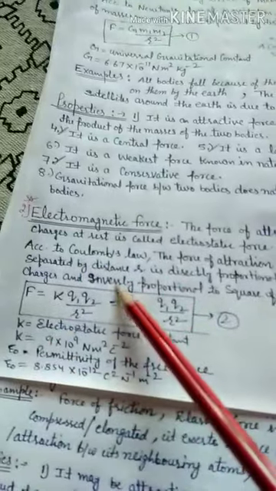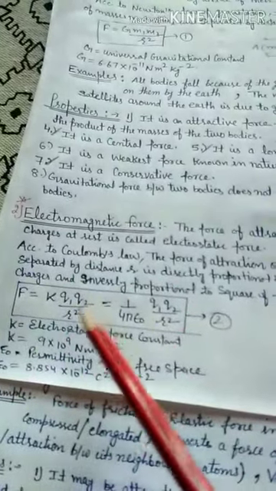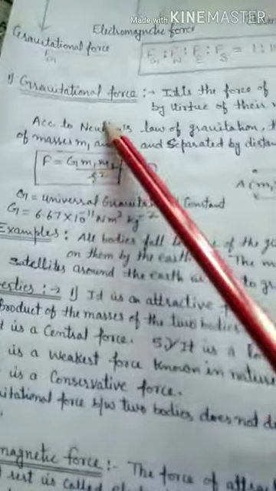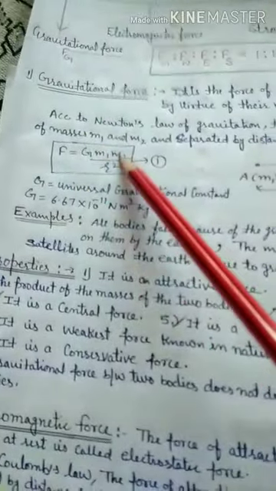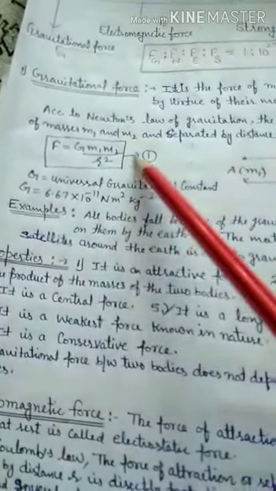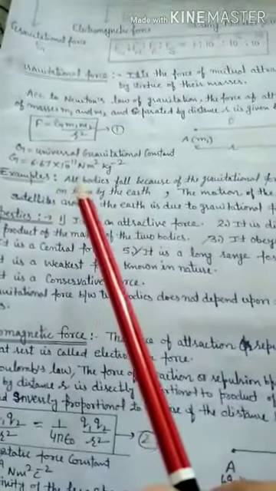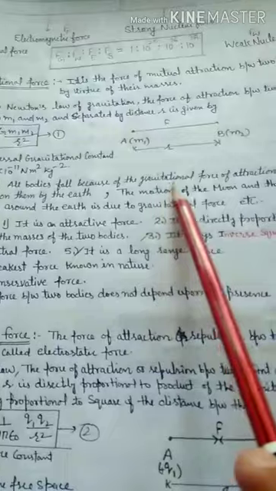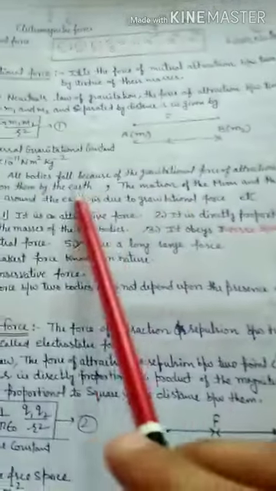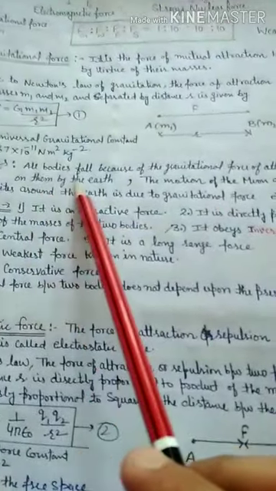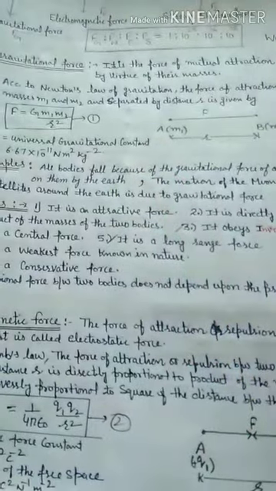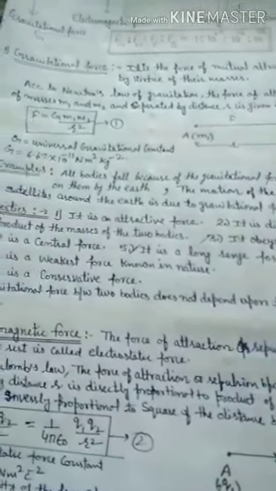That is the expression for electromagnetic force: F equal K Q1 Q2 upon R square. This is the expression for gravitation force: F equal G M1 M2 upon R square. Next one, examples. For example, for gravitation, all bodies fall because of the gravitation force of attraction exerted on them by Earth. It means Earth attracts every other body towards its center. Why? Due to gravitation force.